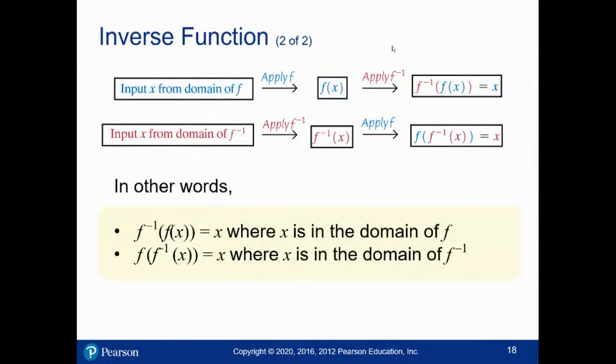So overall, let's see what happens. If you take an x from the domain of f, then I can apply f to it and I get out f of x. But now I have something in the range of f, because it's right there. It's f of something. It's in the range of f, which means it's in the domain of f inverse, which means I can apply f inverse.